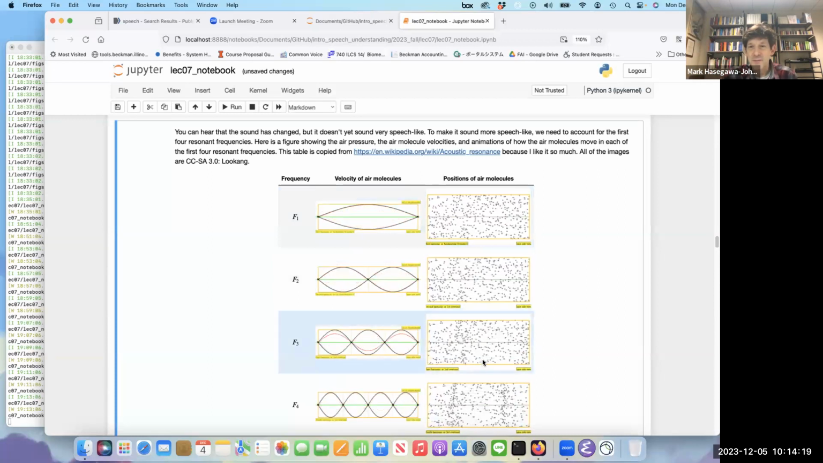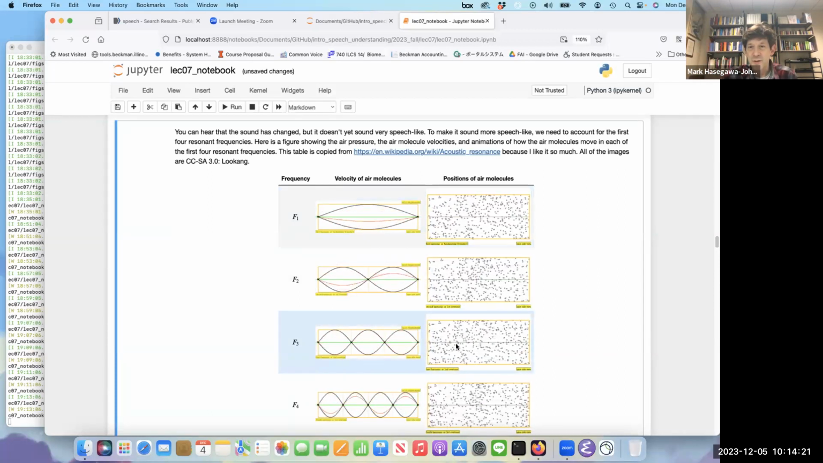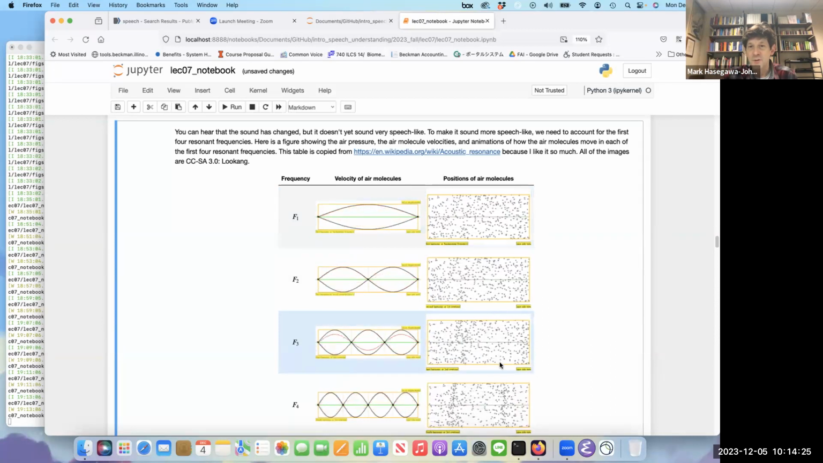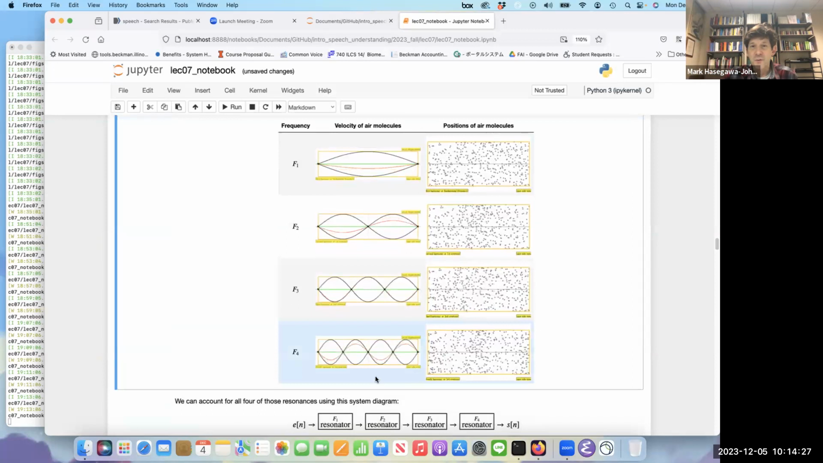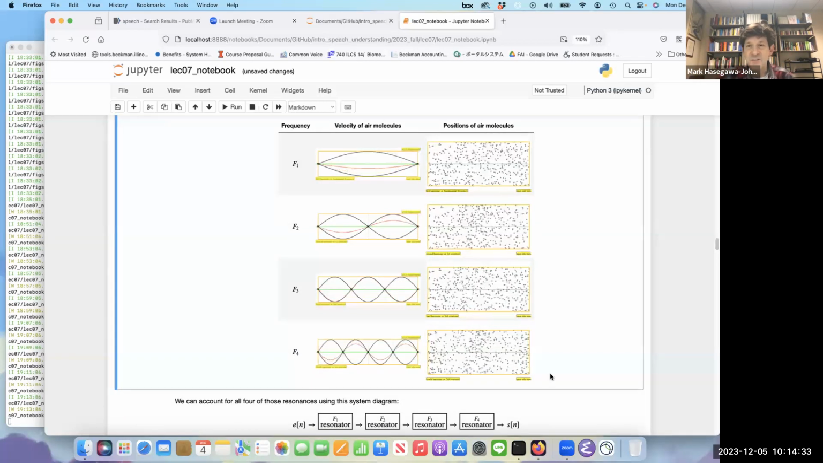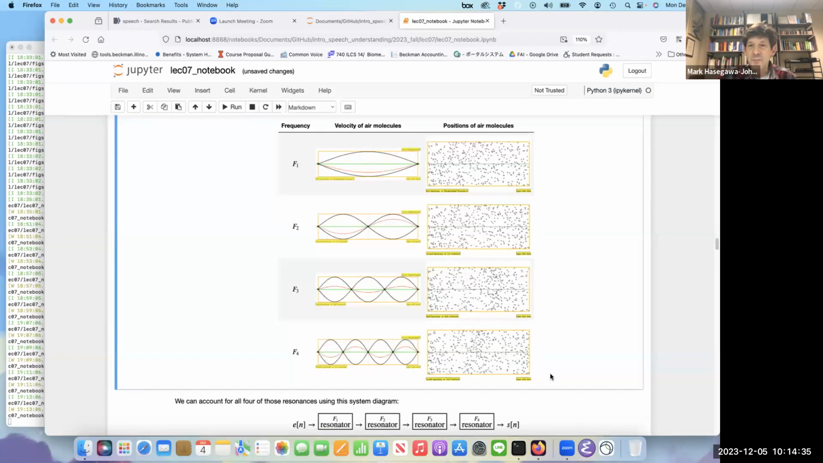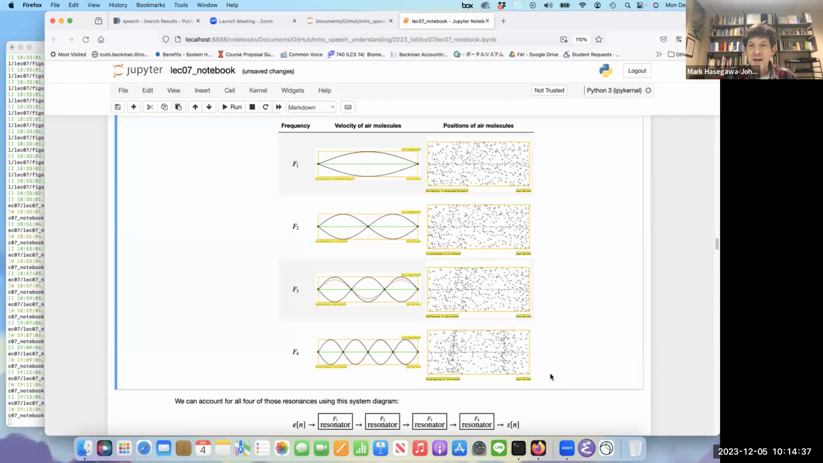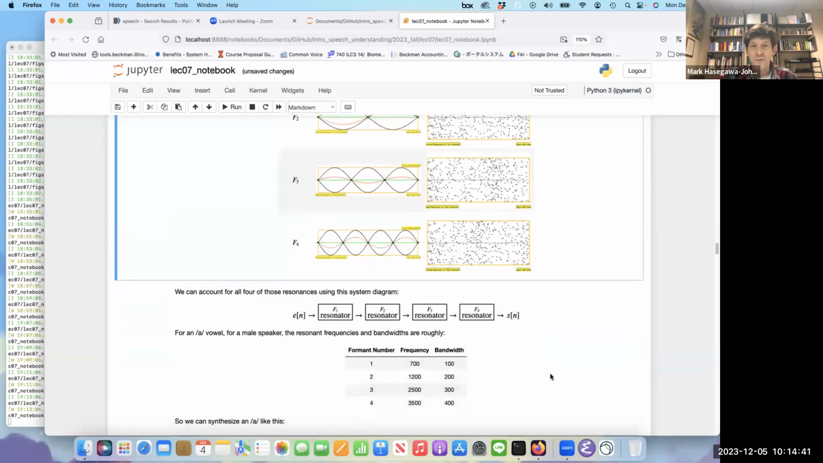At the third resonance, we get a pattern something like this, where there's a null at 1/3 of the way through the vocal tract and another 2/3 of the way through. And then the fourth resonance is as shown here. We have four half waves in the vocal tract. And in order to get realistic sounding speech at a sampling rate of 8,000 samples per second, we need to model all four of those.